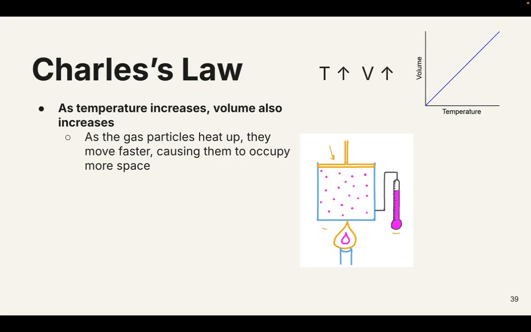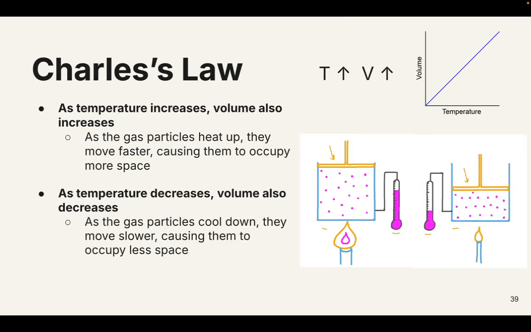So let's look at why that is. As temperature increases, volume also increases because as the particles heat up, we know that they are going to move faster. And as the particles move faster, it causes them to occupy more space than they did originally. Likewise, if you were to decrease the temperature, volume would also decrease because as gas particles cool down, they are going to move slower, causing them to occupy less space.